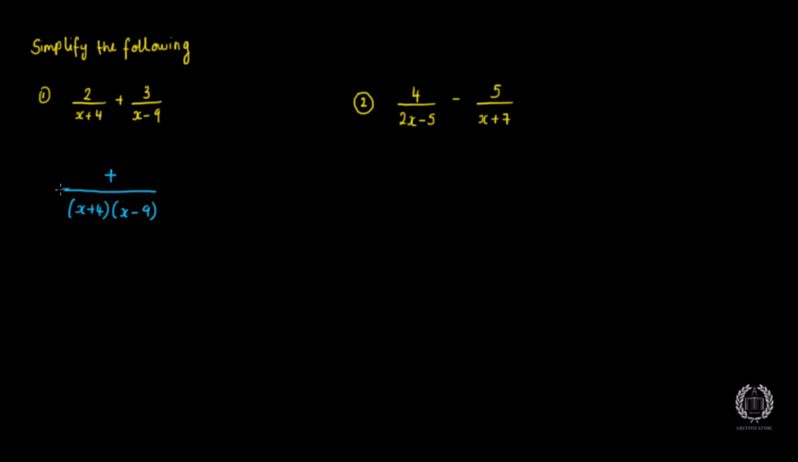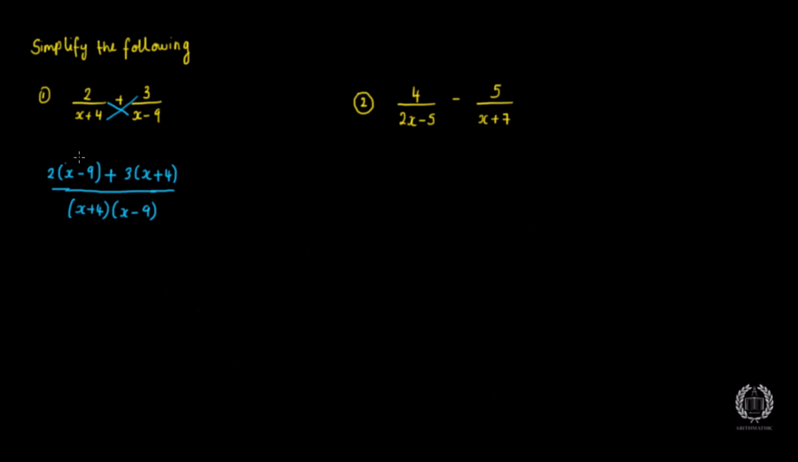Now for me to get this bit, I'm going to cross multiply 2 by x minus 9. So I'm going to do 2 bracket x minus 9. Okay, so we're cross multiplying to get this bit. And then to get this bit here, I'm going to cross multiply 3 by x plus 4. So I'm going to get 3 bracket x plus 4. For this bit, you take this 2 and multiply it this way, and then for this one you multiply 3 by x plus 4.